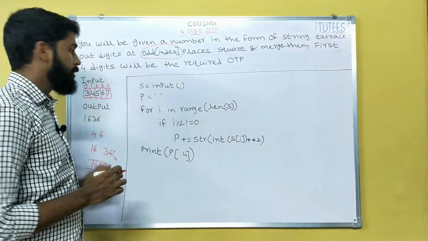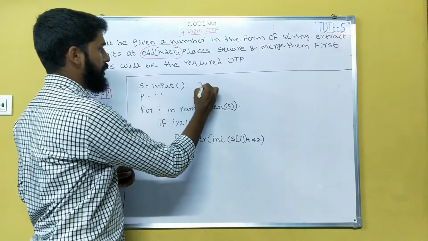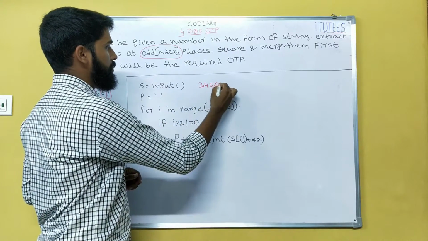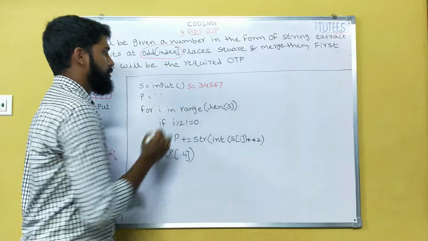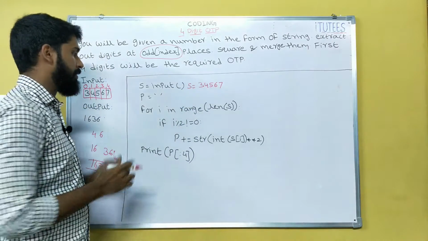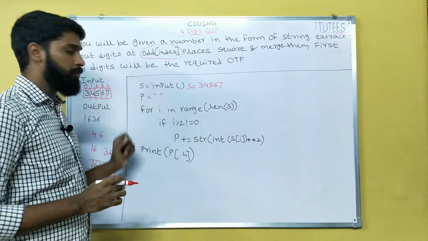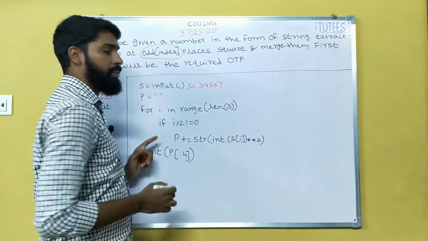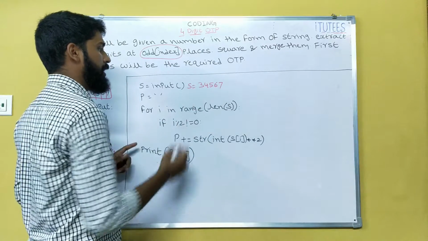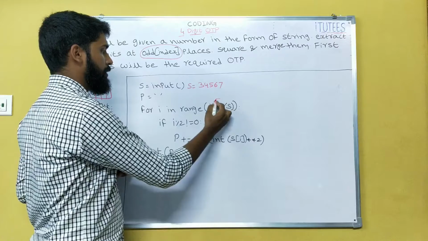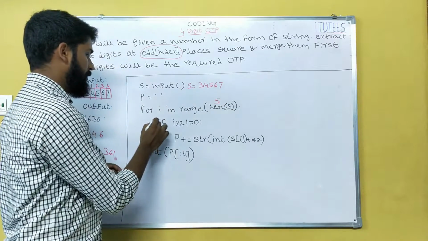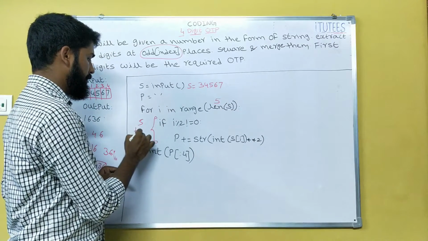S equals input. What is the S here? 3, 4, 5, 6, 7. So S equals 3, 4, 5, 6, 7. P equals empty, to store the OTP. For i in range of length of S. What is the length of S? 1, 2, 3, 4, 5. That means we execute these 2 instructions 5 times.